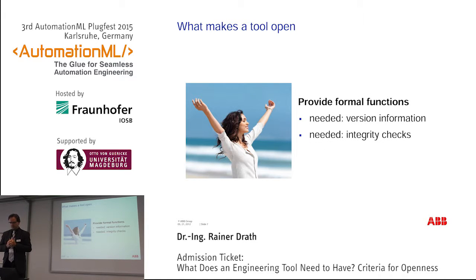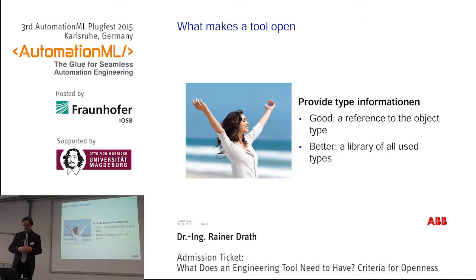Then we need formal functionalities. For instance, we need version information. If you export something, then we need somehow at least the version of the export file of the whole document. Even better would be functionality that gives me the version of every object. What we also need is integrity checks. Please put somehow a checksum of the overall file in the end of the file or somewhere, that we can prove whether this file is still valid or already corrupted due to transfer issues.